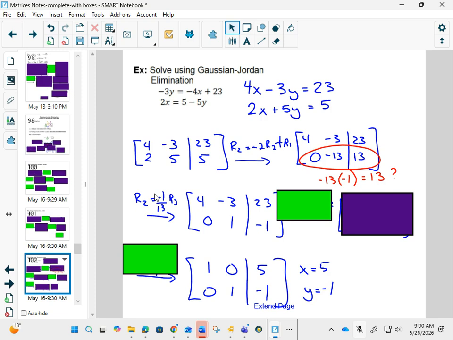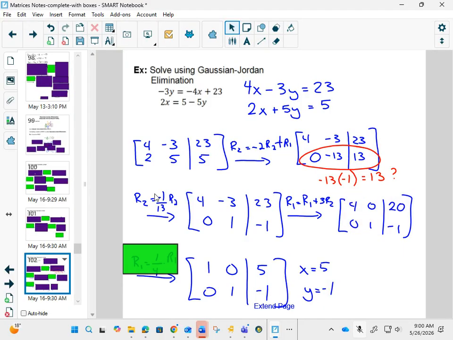So I divided by 13 to make this a 1. Then here I can see if I multiply this by 3 and add it to this one, I would get 0. So I take row 1 and change it to row 1 plus 3 row 2. Divide by 4 or multiply by 1/4.